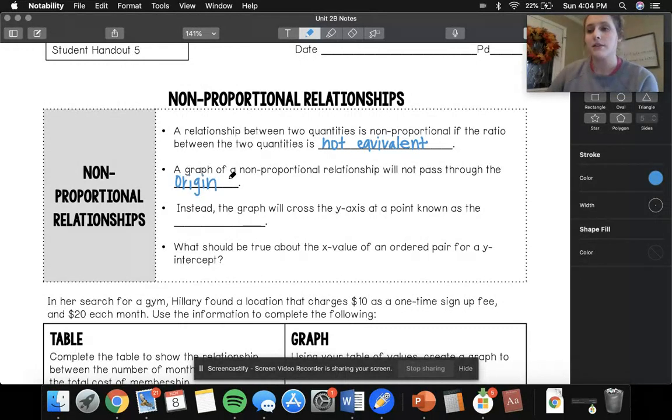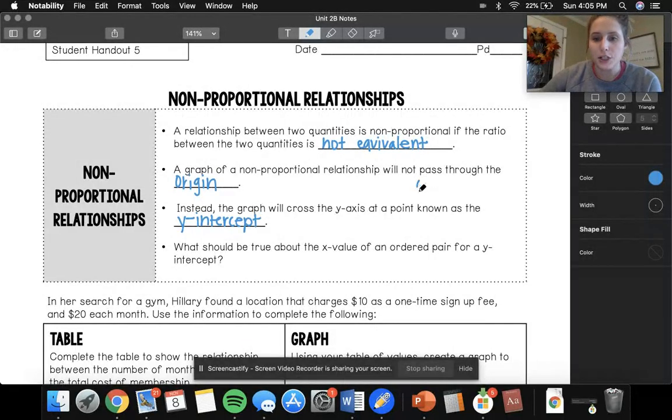Okay, so one feature of a graph of a proportional relationship is that it always passes through the origin, or passes through 0. So right now, if it's non-proportional, it's not doing that. So when it crosses the y-axis at a certain point, which is not 0, that is known as our y-intercept.